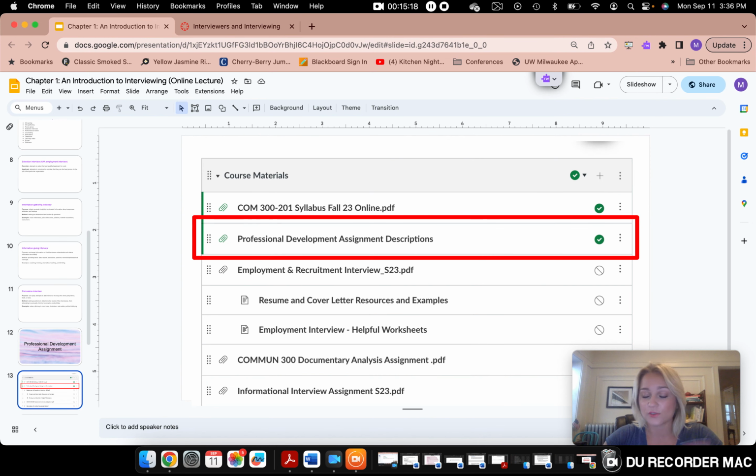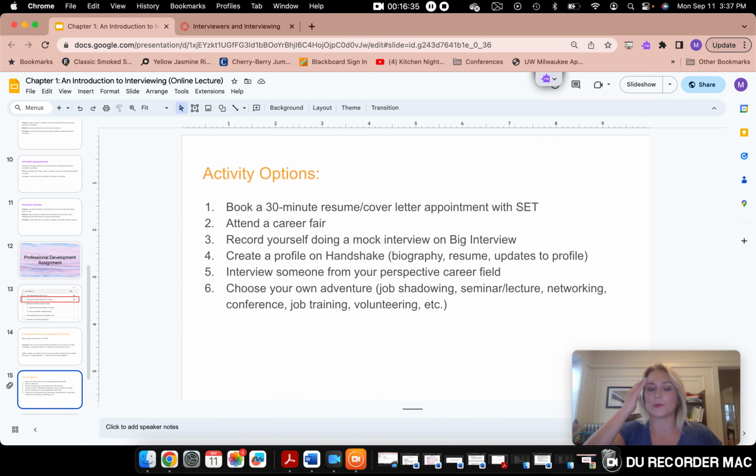This is a screenshot of our Canvas page. You can find this under course materials, the professional development assignment descriptions. I have a full list of all the activities, and all the instructions are there. I even have links to all the relevant places that you might want to read more about these activities and these events. So be sure to open that up and read it thoroughly.